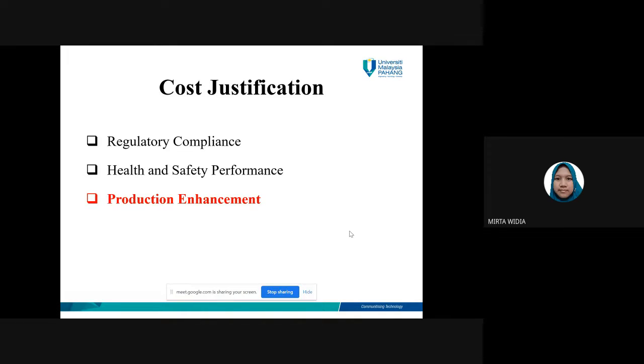Okay, so the cost justification is also related to regulatory compliance, health and safety performance, and also production enhancement. Now we will do the cost justification based on the production enhancement.